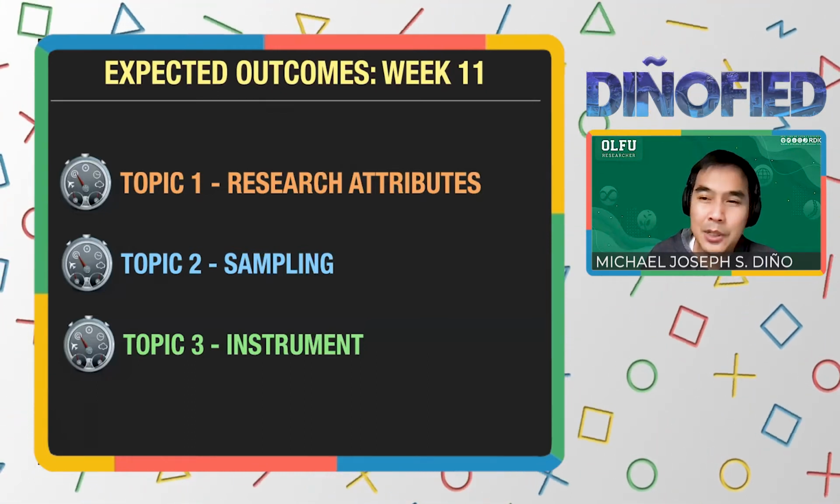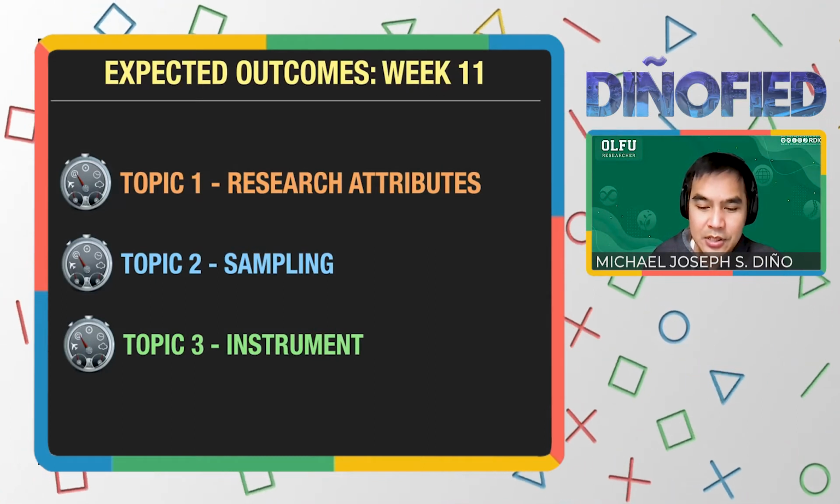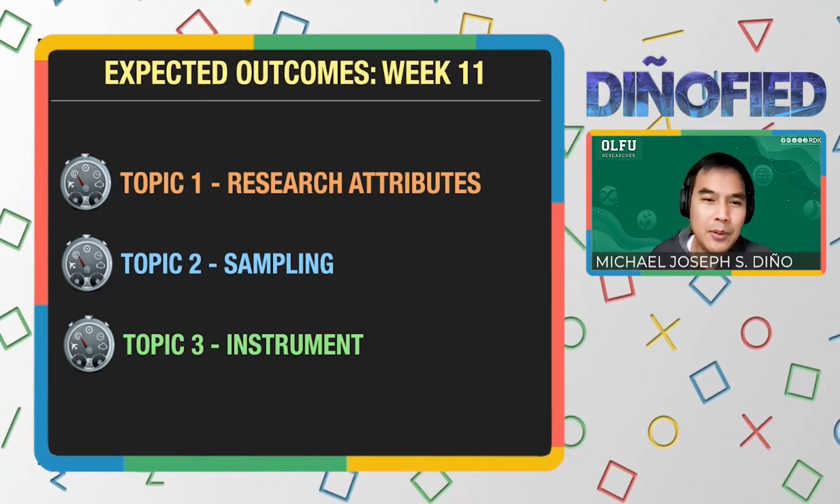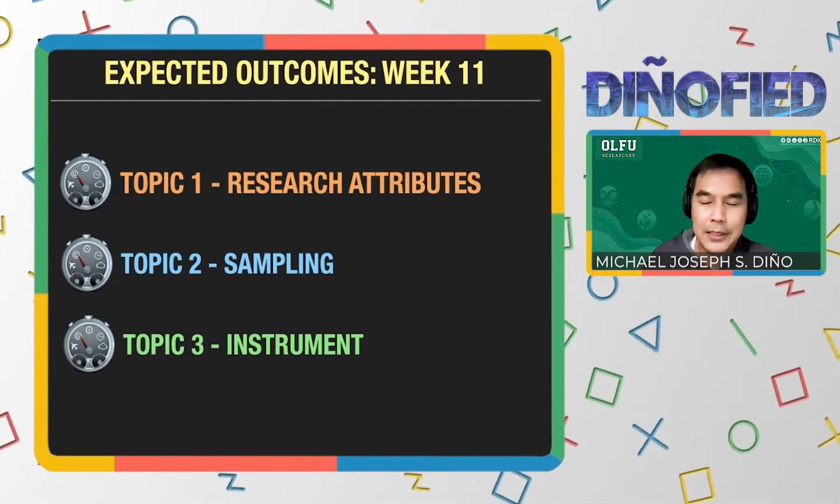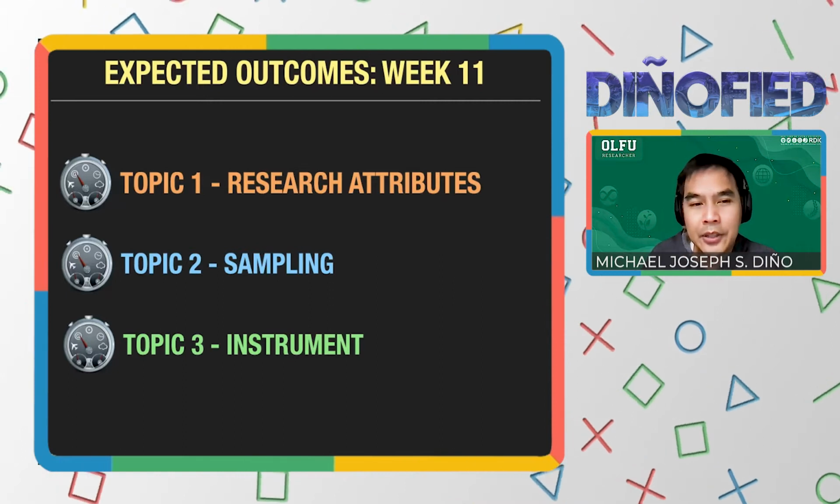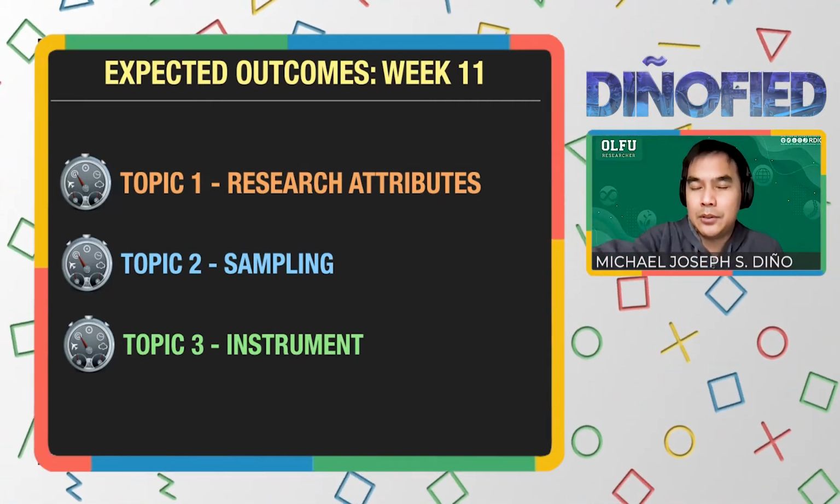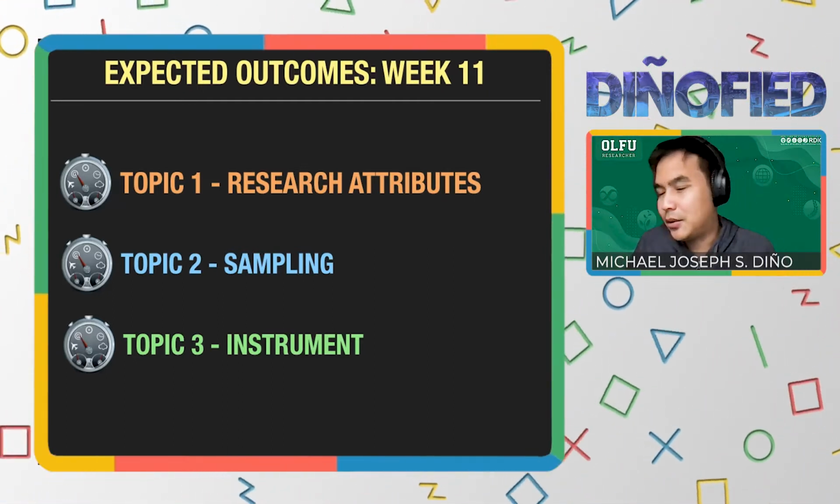So topic number two, one of the most important topics in nursing research, lumalabas to sa board exam, has something to do with what we call sampling. How are we going to select our subjects or respondents for our study? And third, we're going to discuss about research instruments. So how are you going to gather your data? What are the measurements that you're going to use?